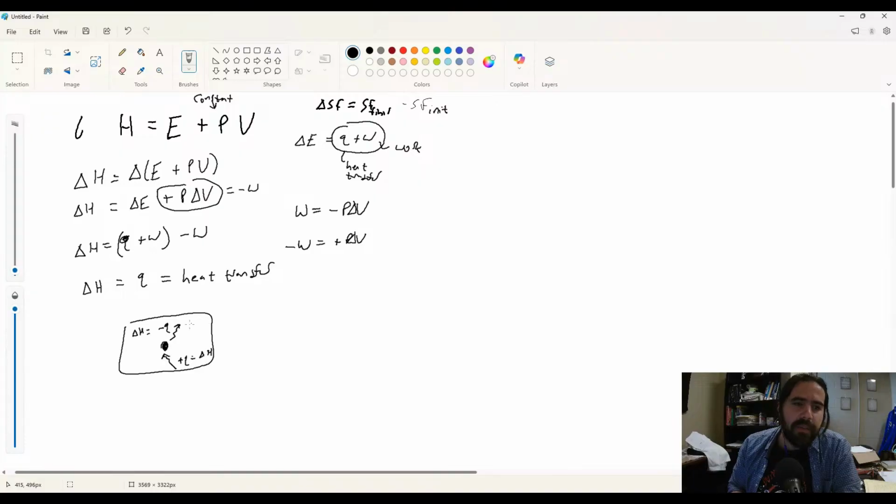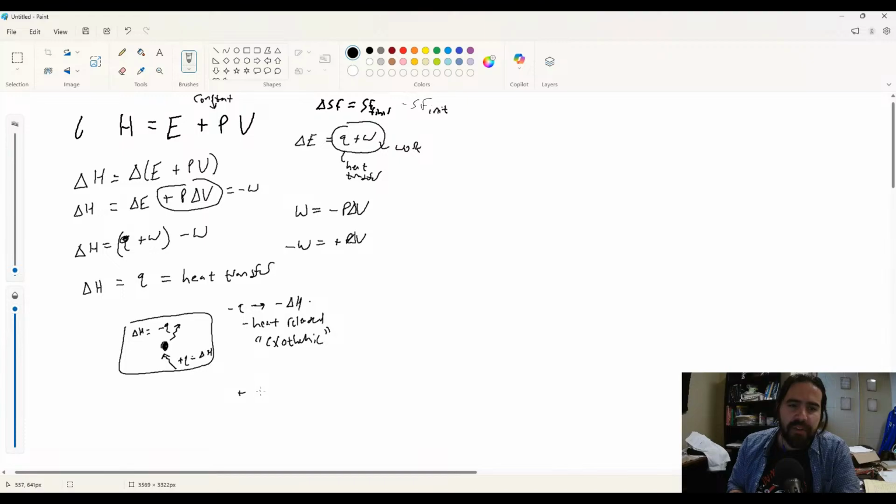Now, a similar type of rule applies here as well. So if I have a minus Q, that means that I have a minus delta H, right? A minus delta H and a minus Q, that means that heat is released. This is what we would call an exothermic reaction. So an exothermic reaction is one where we're releasing heat. That means that we have a minus delta H and we have a minus Q.